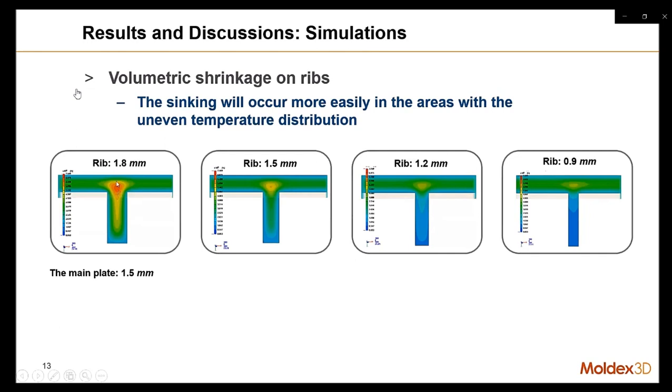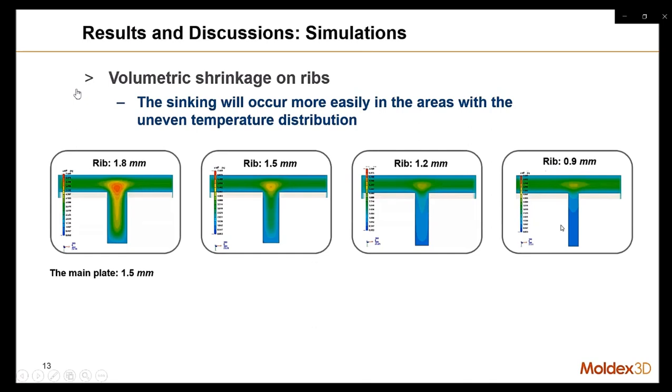So it also means there is very high risk to get the sink mark on the opposite side of its rib, because the material in this area will try to shrink a lot, and we will have high possibility to get sink marks in this area. We can also figure out that in different rib thickness designs, the volumetric shrinkage in the rib area will be different.